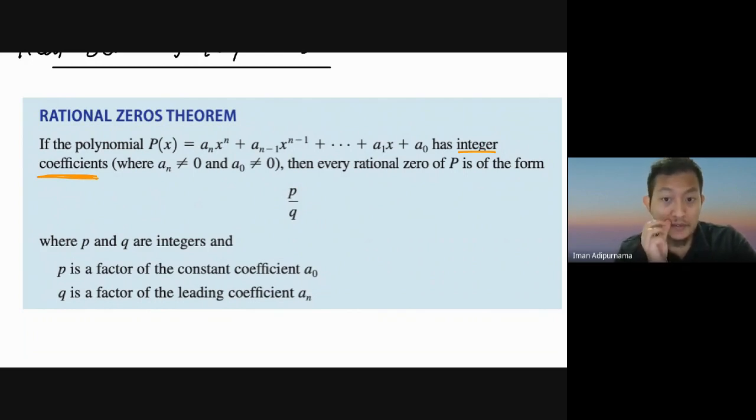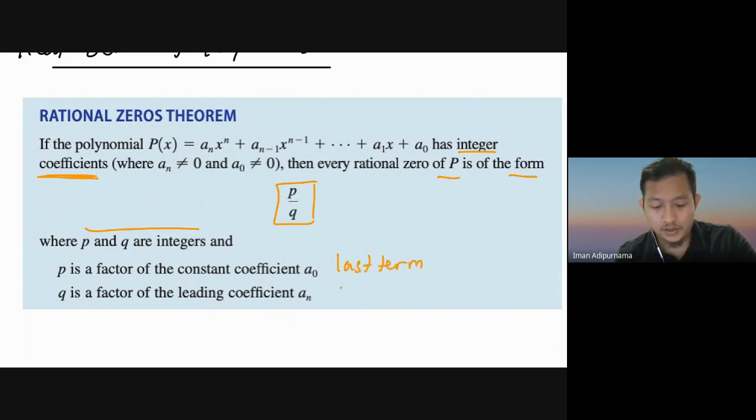So it should have some coefficients there, some number. Then every rational zero of P is of the form p over q, where p and q both need to be integers, and p is a factor of the constant coefficient, the last term, and q is a factor of the first coefficient.